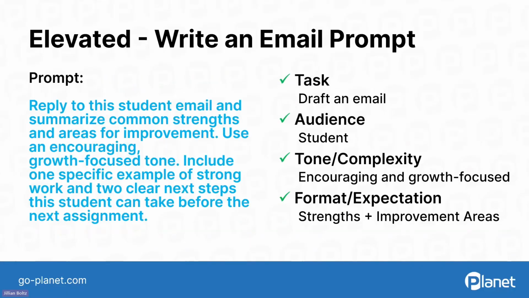So here's another way you could write that same prompt that's going to give us that better result. Reply to the student email and summarize common strengths and areas for improvement. Use encouraging growth-focused tone, one specific example of strong work and clear next steps that the student can take before the next assignment. This allows Copilot to draft that email for a specific audience with a specific tone and complexity and a specific expectation aligned to it so that it's going to include those strengths and improvement areas. We're going to have a much better email at the end of this prompt.